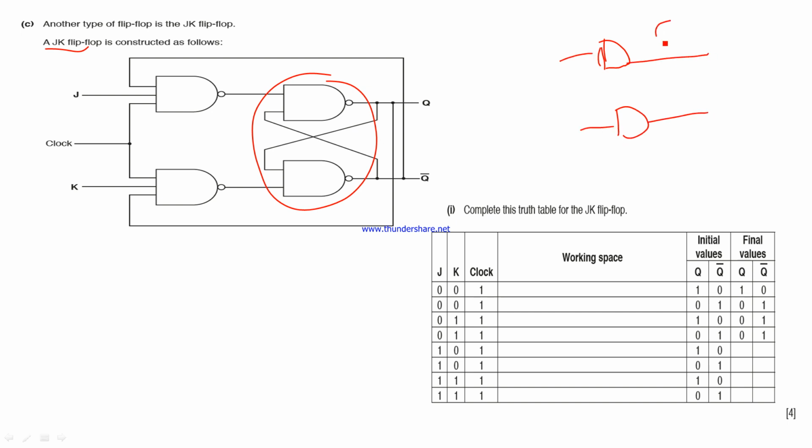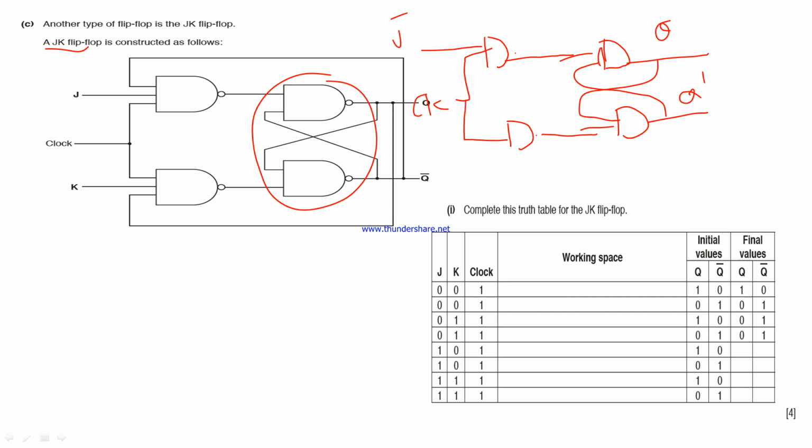Okay, this is my Q, and this is my Q dash. This one goes to this one, and this one goes to this one. Then I have another NAND gate here, another NAND gate here. This one goes this way. Then I have my clock as an input, CK. CK will go to this one and this one.